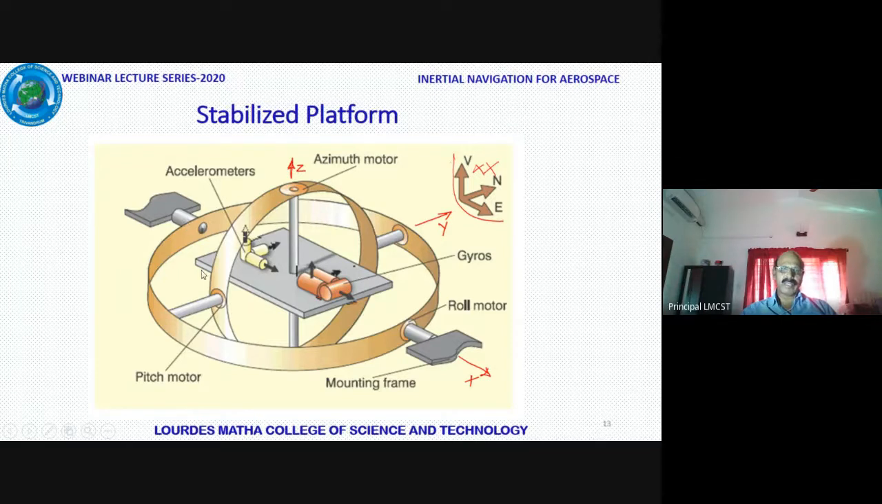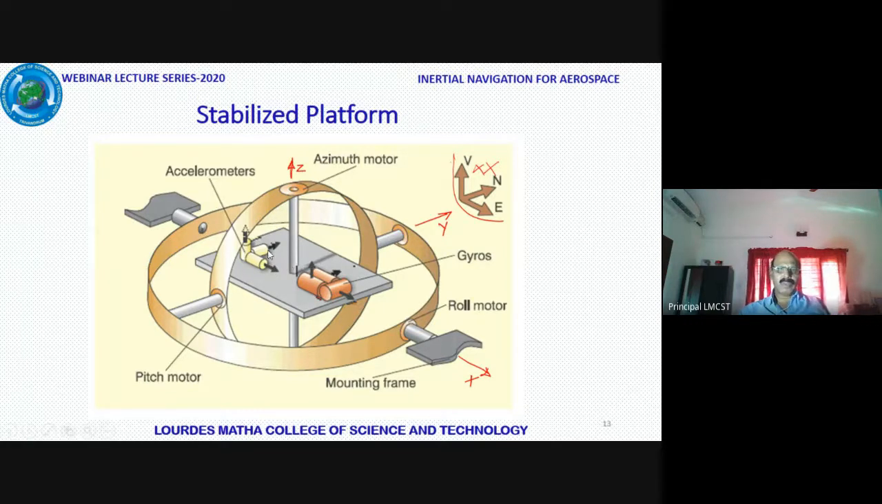Those drive electronics and drive systems, the gimbal drive, nothing is shown here. This is only a symbolic diagram. Drive these gimbals using this measurement and keep the platform still in the inertial direction, the desired inertial direction.